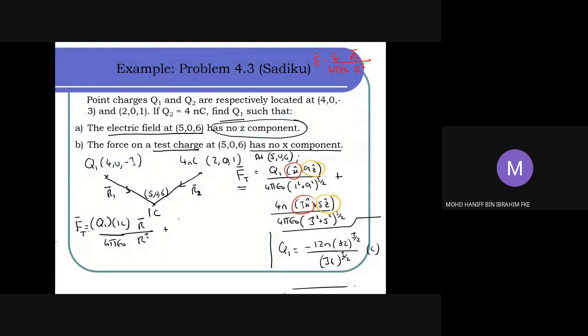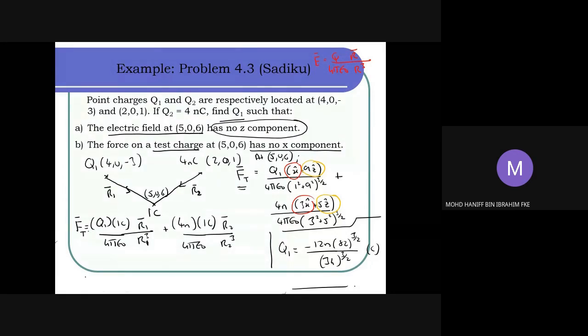So we can write it as 4 nanocoulomb multiplied by 1 coulomb charge divided by 4 pi epsilon naught times R2 vector over R2 to the power of 3. Sorry, this should be R1 vector over R1 to the power of 3. So this is the force exerted by both charge Q1 and the 4 nanocoulomb charge on the point of 1 coulomb. So 1 coulomb equals 1, right?